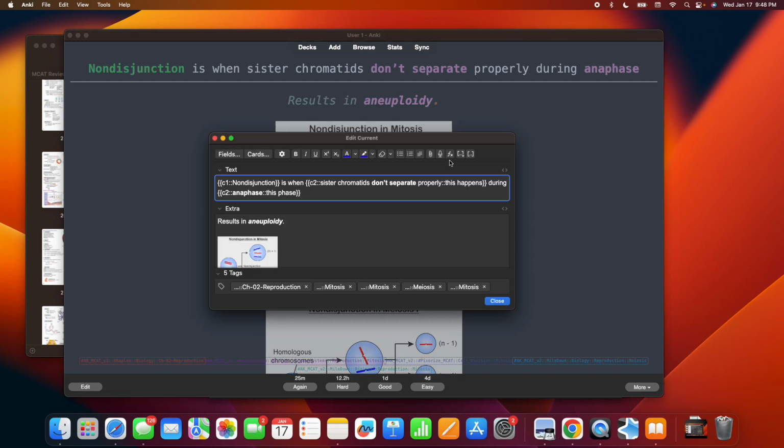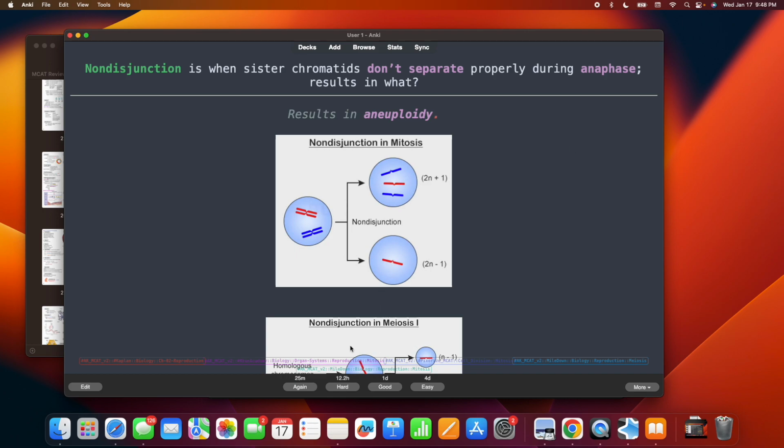Let's add: non-disjunction results in what? Aneuploidy. So the sister chromatids don't separate properly during anaphase.